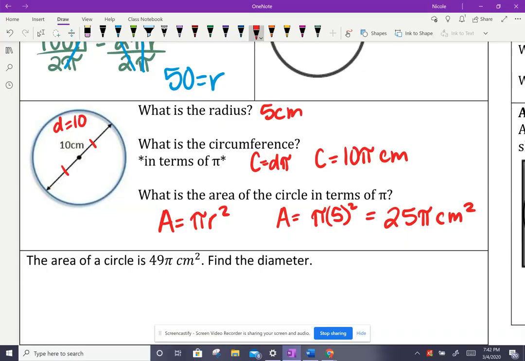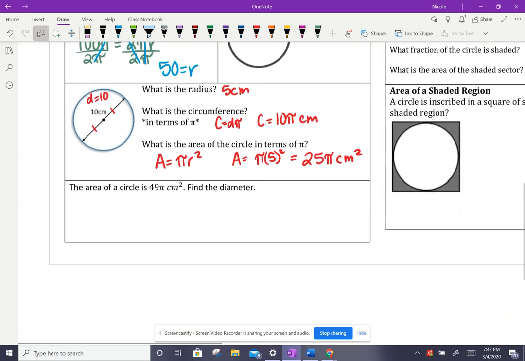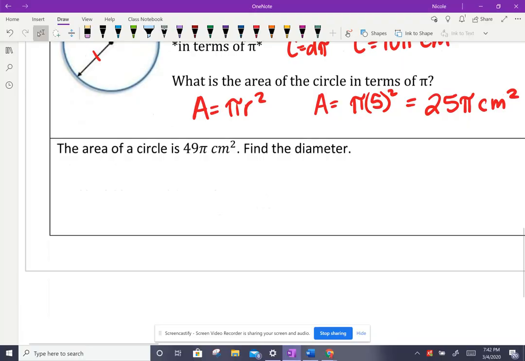Then I look at a word problem. It's okay, guys, we got this. It says the area of a circle is 49 pi centimeters squared. Find the diameter. So the area of a circle, remember, is pi r squared. So I'm going to set 49 pi equal to this to isolate r.